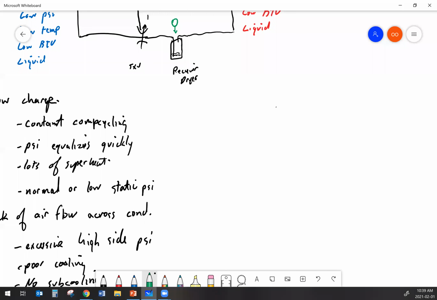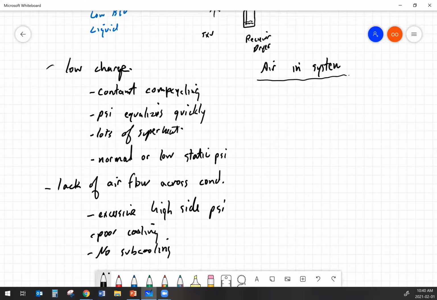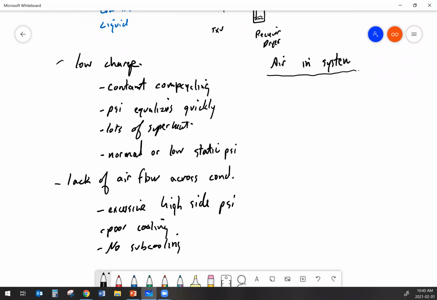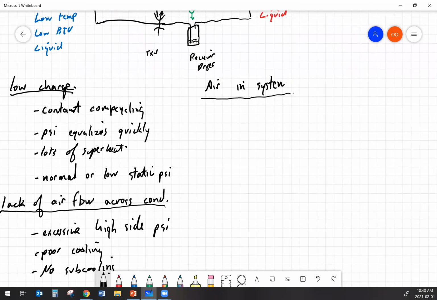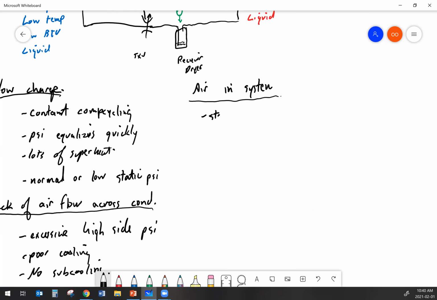Another very common problem is air in the system. So if you have a low charge, your static pressures are probably going to be low, maybe normal. If you've got a lack of airflow across the condenser, but that was really the only problem with the system, your static pressures are going to be normal. If you have air in the system, your static pressures are going to be high.